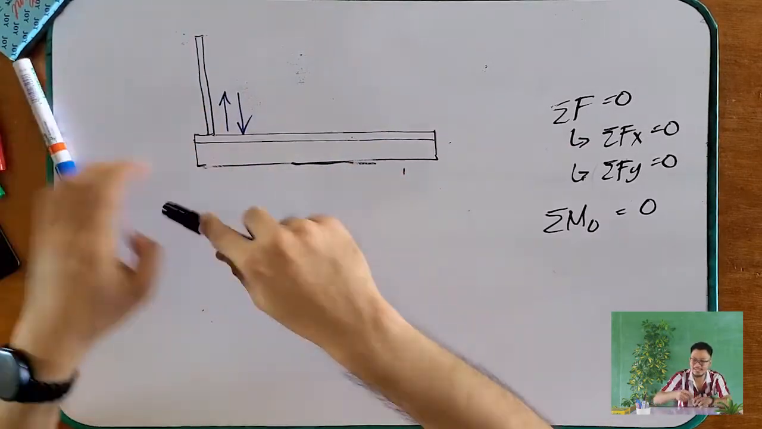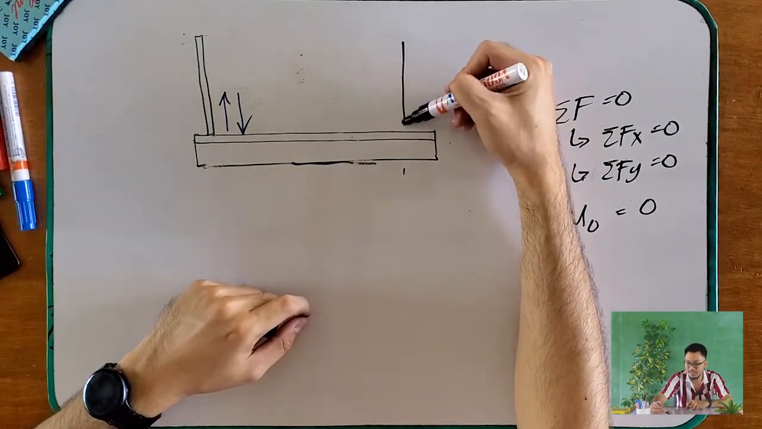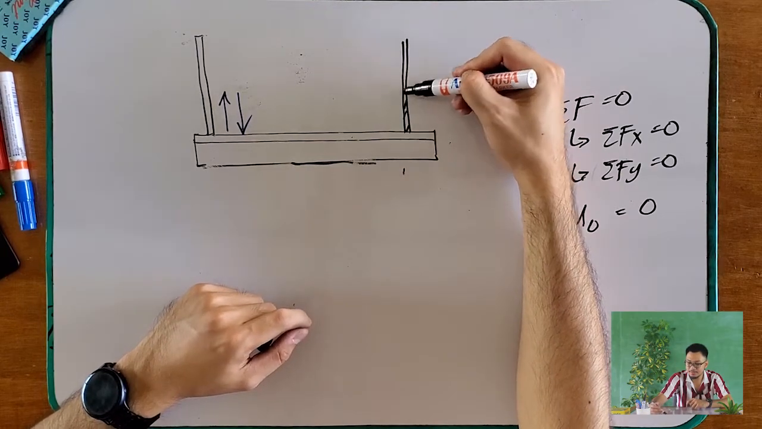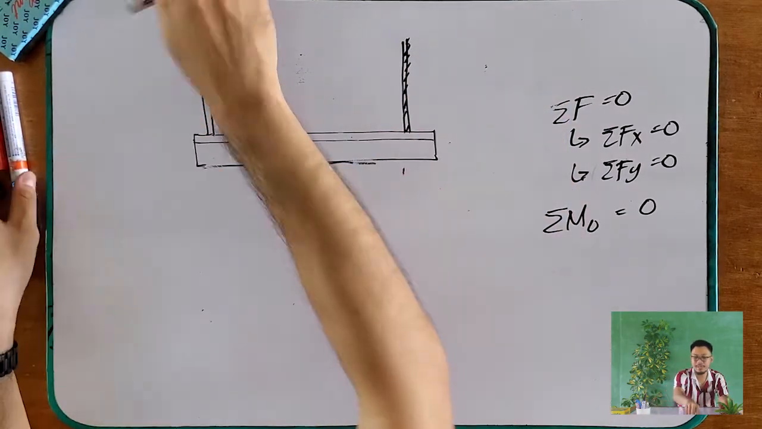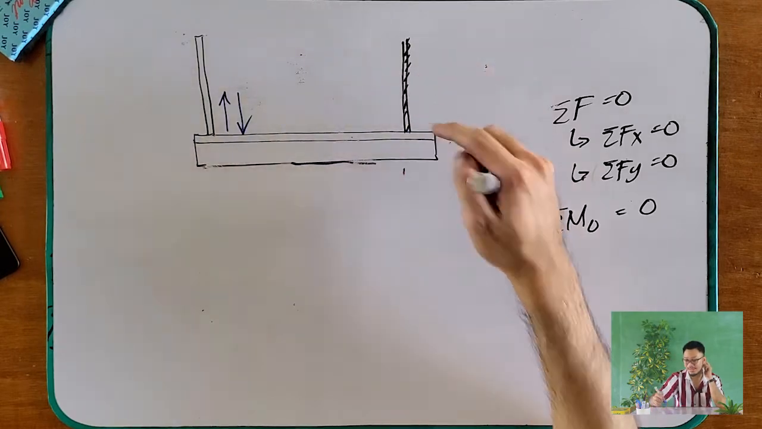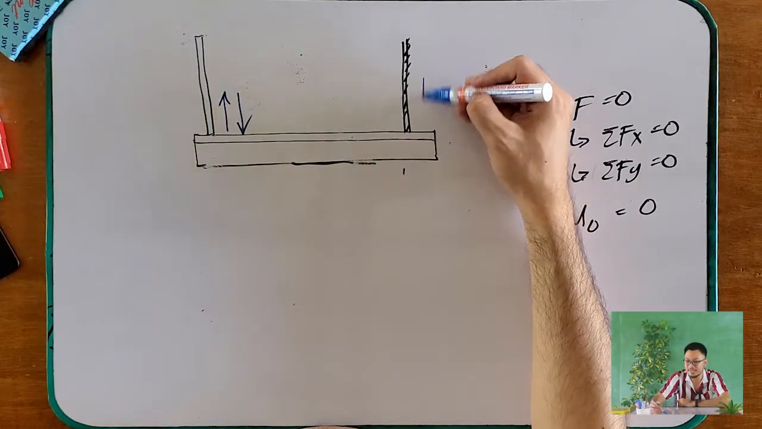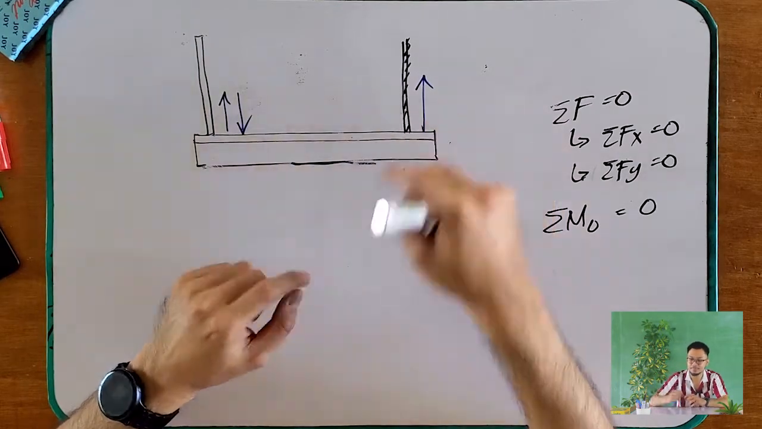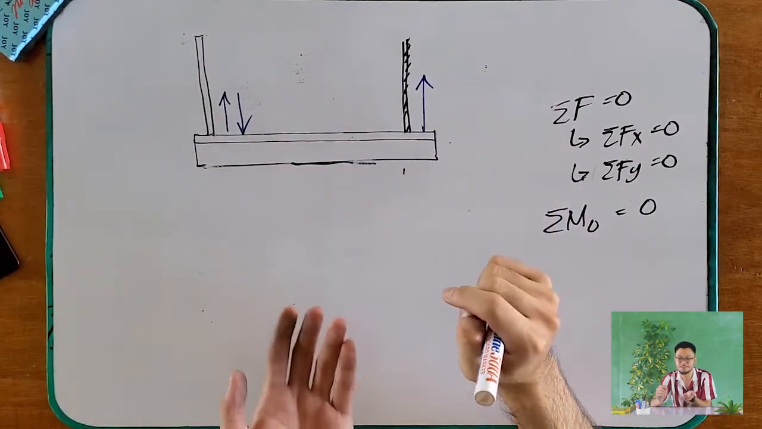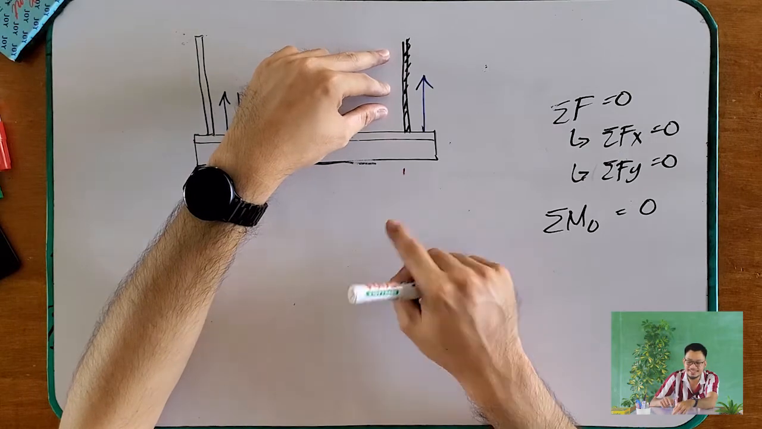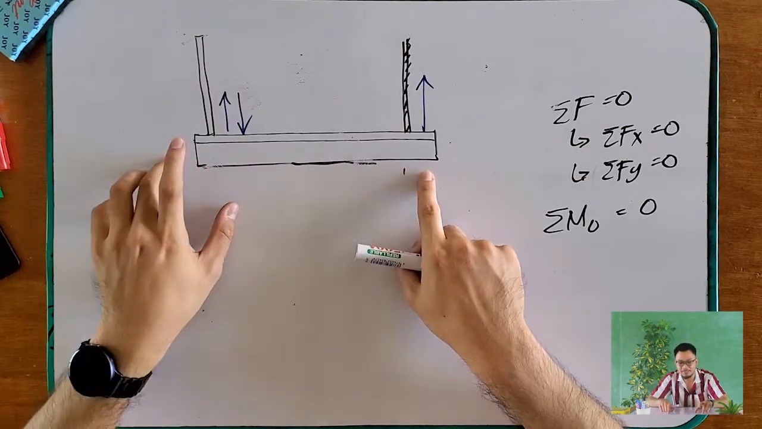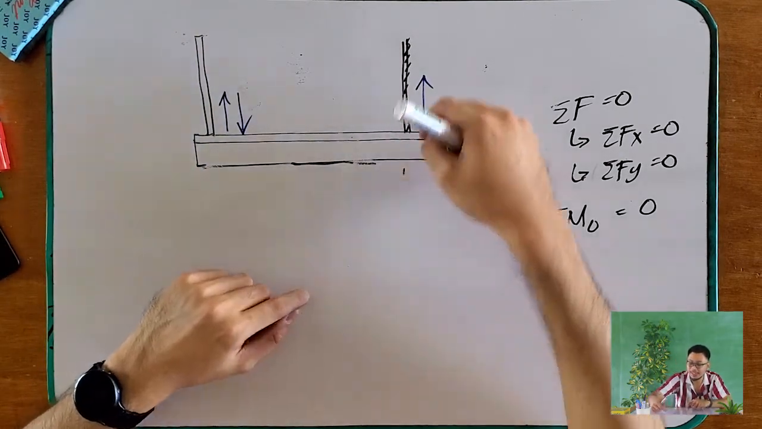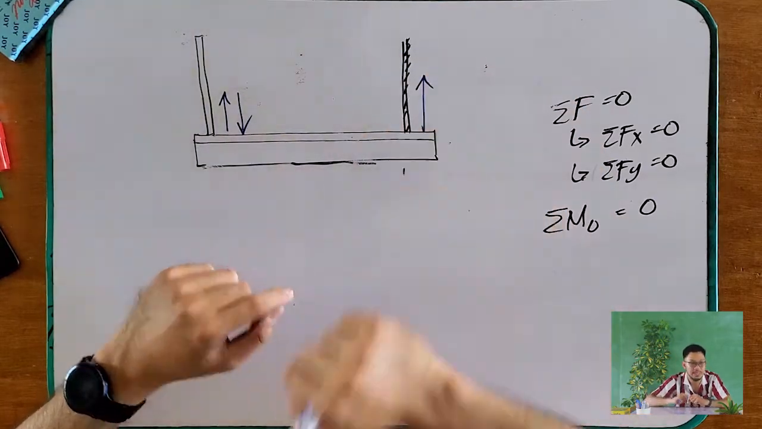But if it is a cable, then of course, if we push our cable, it will slacken. So therefore, this only exerts a tensile force to the beam, meaning it pulls our beam. It cannot push our beam because it will slacken.